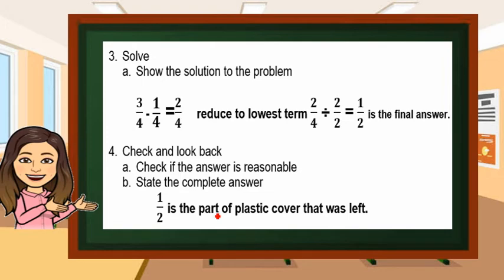Third, of course, is to solve. Show the solution to the problem. So 3 minus 1 is 2. So we will get 2/4. However, there's still a number that can divide 2 and 4. So we will reduce them to lowest terms. The number that can divide 2 and 4 is 2. 2 divided by 2 is 1, and 4 divided by 2 is 2. So the final answer here is 1/2. One half is the part of plastic cover that was left. So that's just how you solve or answer word problems.